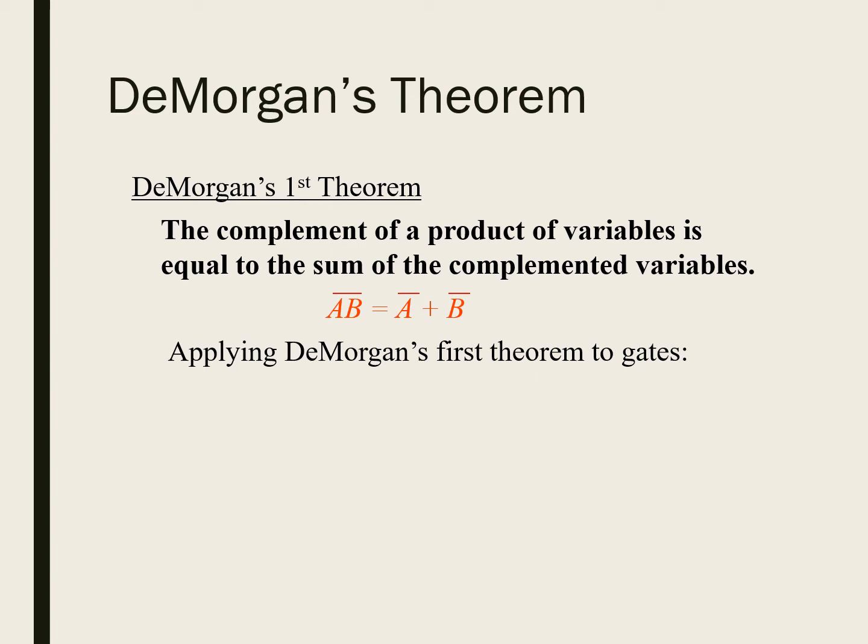De Morgan's first theorem is that the complement of a product of variables is equal to the sum of the complementary variables. That is, if I have two variables A and B, the complements are A bar and B bar. So according to De Morgan's first theorem, (AB) bar should be equal to A bar plus B bar, or (A and B) bar is equal to A bar or B bar. This is De Morgan's first theorem.